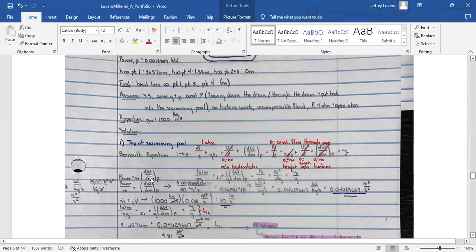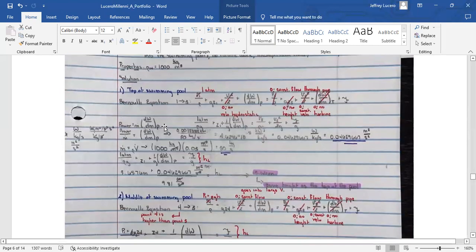So the solution is at the top of the swimming pool. We can do the extended Bernoulli equation from 1 to 3. We can cross out the kinetic term at point 1 because there's no velocity. There's no height at Z3. V3 is 0 because of constant velocity going through the pipe, and there's no turbine, so we can cross out the turbine. We can't cross out the friction because there's some friction going on, and we can't cross out the pump because there is pump work happening in this problem.